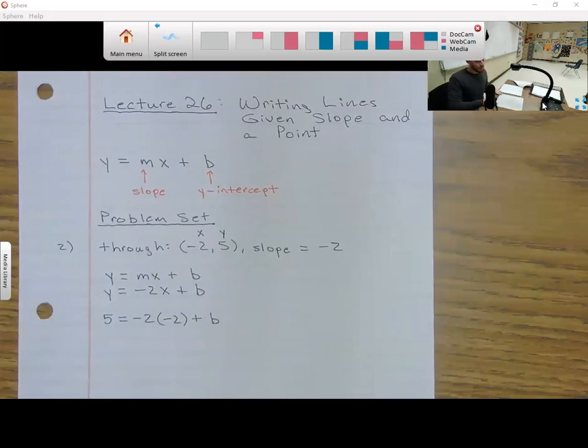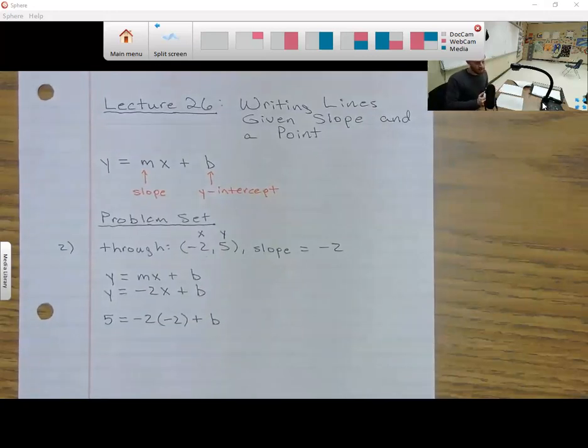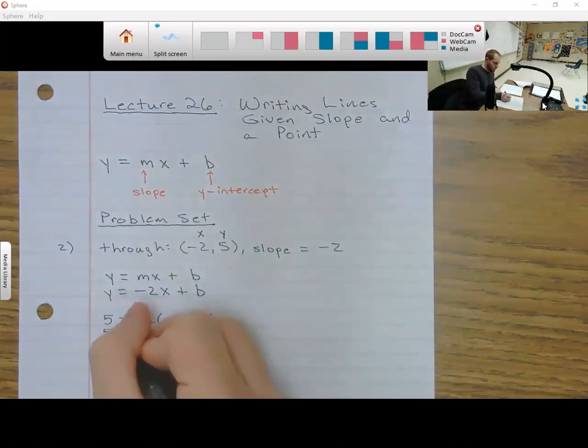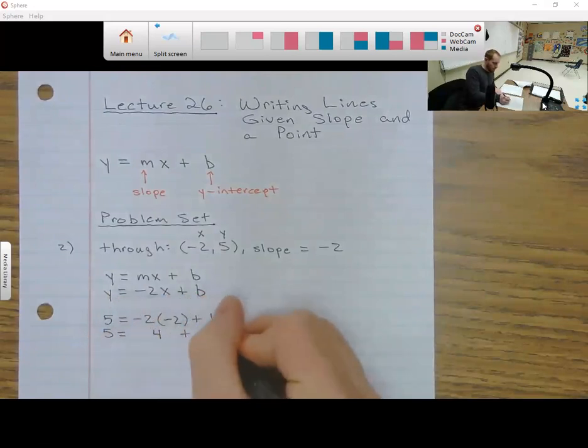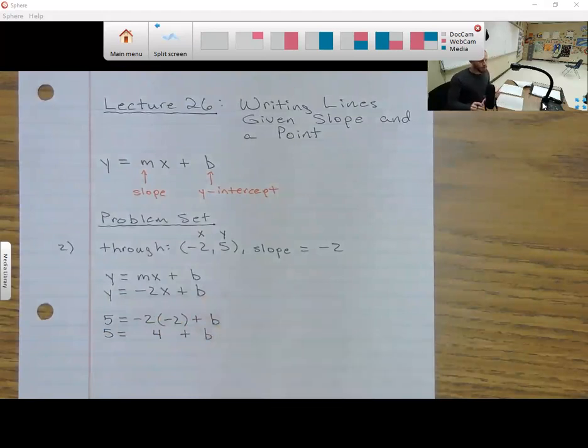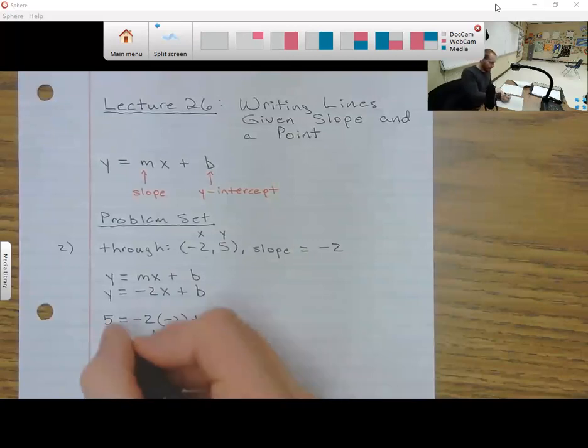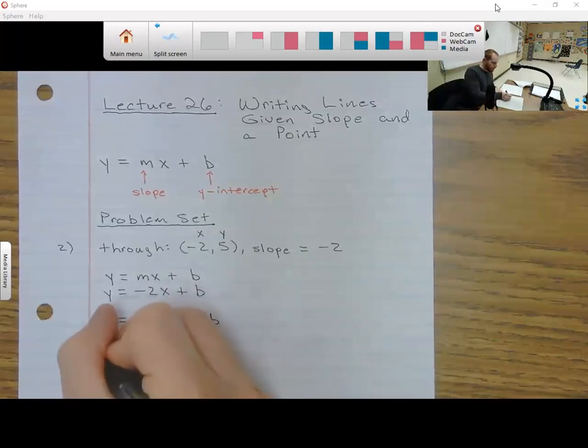Okay, so I plugged in all I can, and now I just simplify a little bit, right? I know that -2 times -2 is going to give me +4. And then I bring down my plus b. So now I've got this equation where I can solve for b. All I would have to do is get b by itself. How do I get b by itself? I've got to get rid of that 4. How do I get rid of a +4? You subtract 4, right? So I'm going to subtract 4 from both sides and just see what happens.